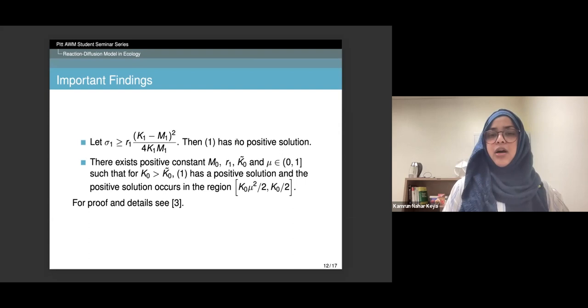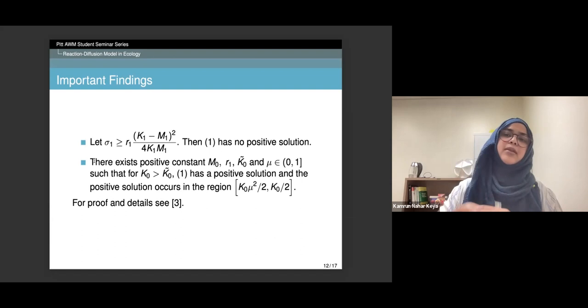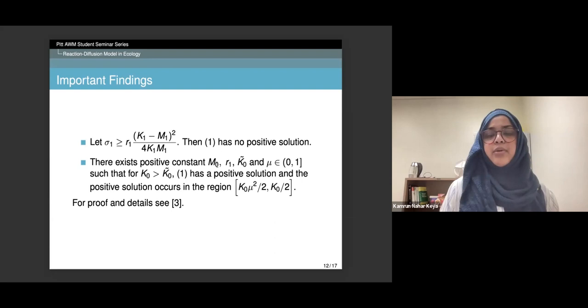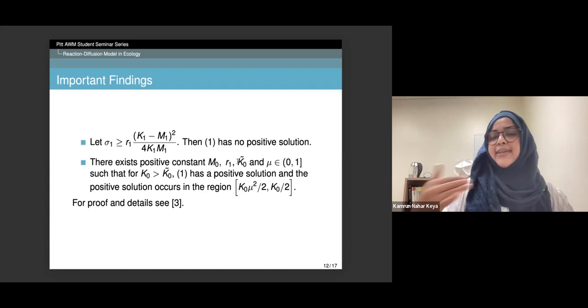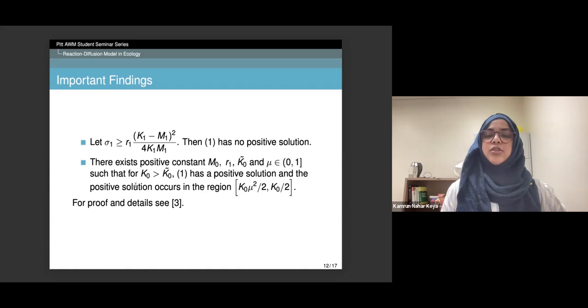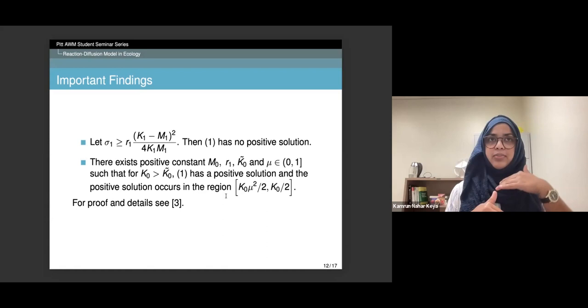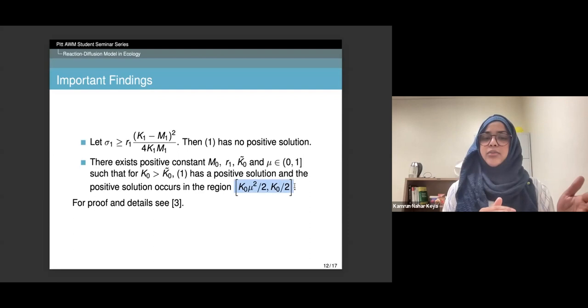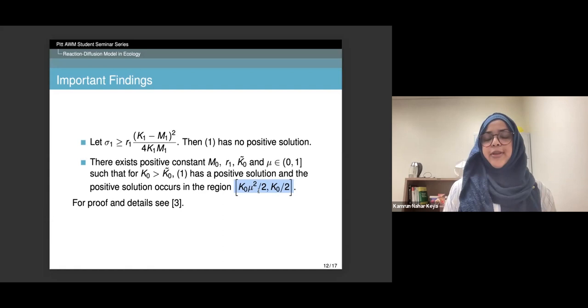And we also found that there are some other values, probably not the maximum but close to the maximum, of M, like M0, and R1 will be the same R1 as before, and K0 is not K1. So it will not be the maximum, but there will be some position of the environment where we can show that there is a bounded region where the solution can exist. Not above the region, not below the region, only in this region will we have a solution. And we also showed numerically that this boundary is valid.